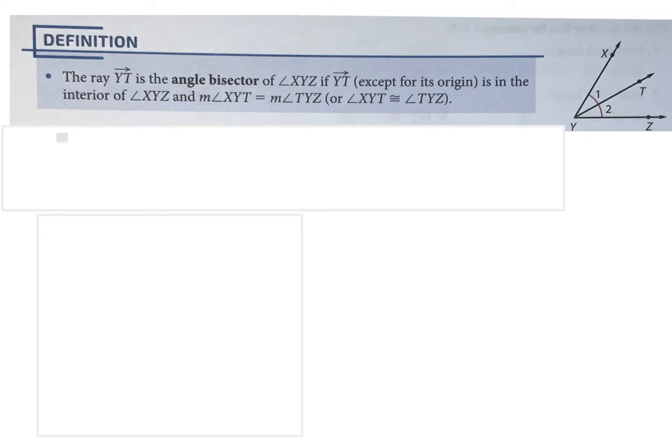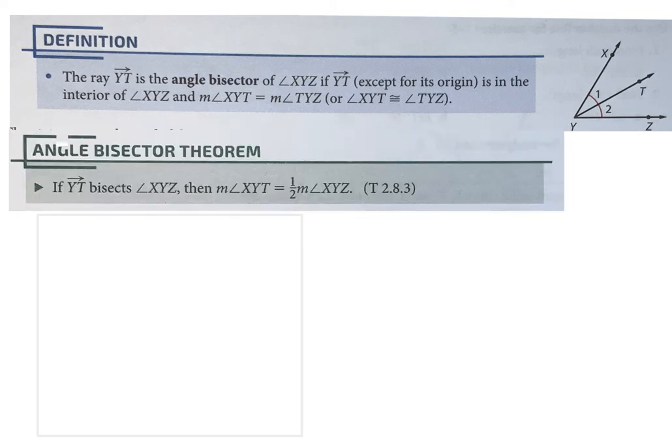YZ. So an angle bisector then is a bisector if the ray itself falls inside the angle and it creates 2 congruent angles. So angle 1 is congruent to angle 2, or the measure of angle 1 equals the measure of angle 2. All right? Once again, with angle bisector, we have this theorem. If it bisects the angle, then the measure of one of the interior angles should be exactly half the measure of the whole angle. That makes sense.